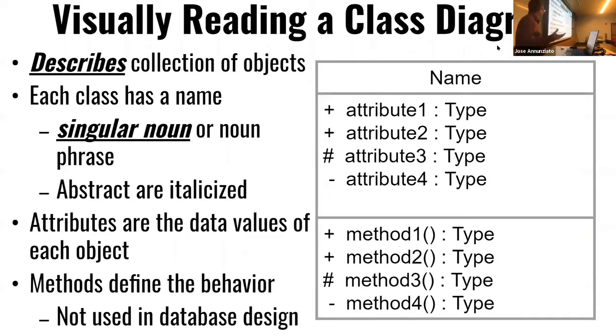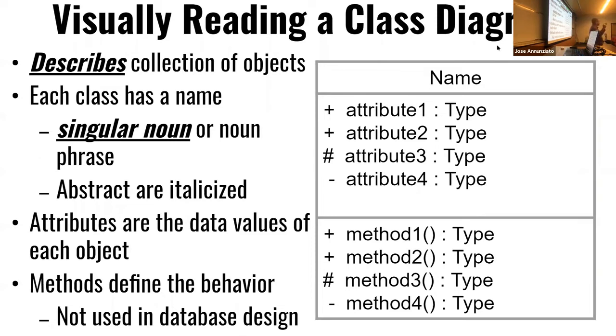The way we represent classes is with a box, usually with 3 different sections. One of the sections is the name of the class. That name usually is a noun. It's singular, and it's capitalized, or at least camel cased, where the first letter of each word is capitalized. That's the naming convention that we're going to follow with classes.